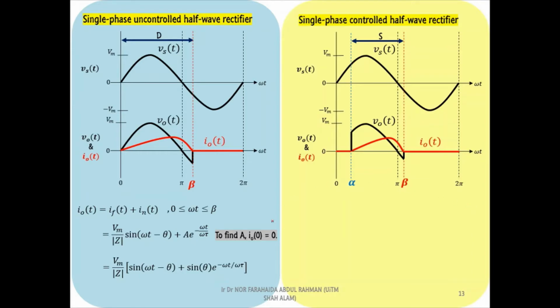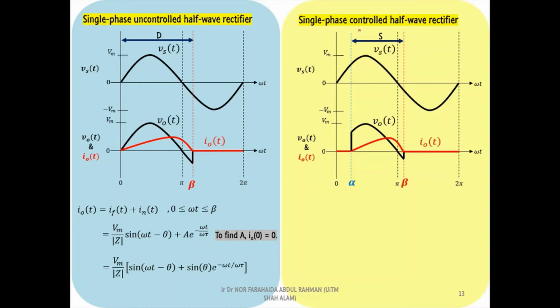The next discussion is related to the output current equation. From the previous topic, we had discussed how to derive these equations based on the inductive load characteristics and the output current waveform. Now, by using the same approach, we will discuss how to derive the output current equation of the control rectifier.